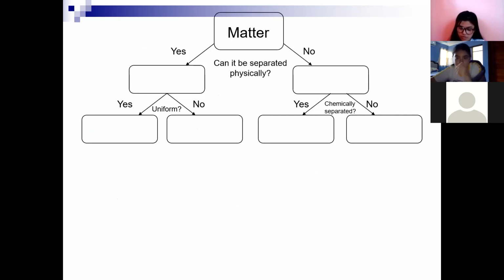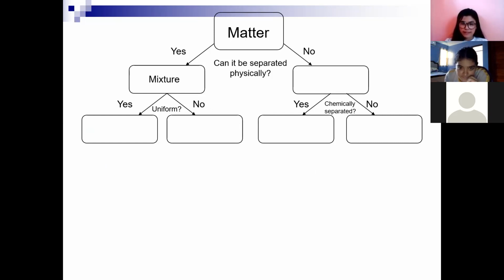And then I think this is in your module, class. You can see this in your module, right? The one on the right, and the one on the left. The one with the yes, can be separated physically. What is that on the right? I think that's hetero. The general one, being hetero and being homo. What is it? Mixture? Very good, mixture.